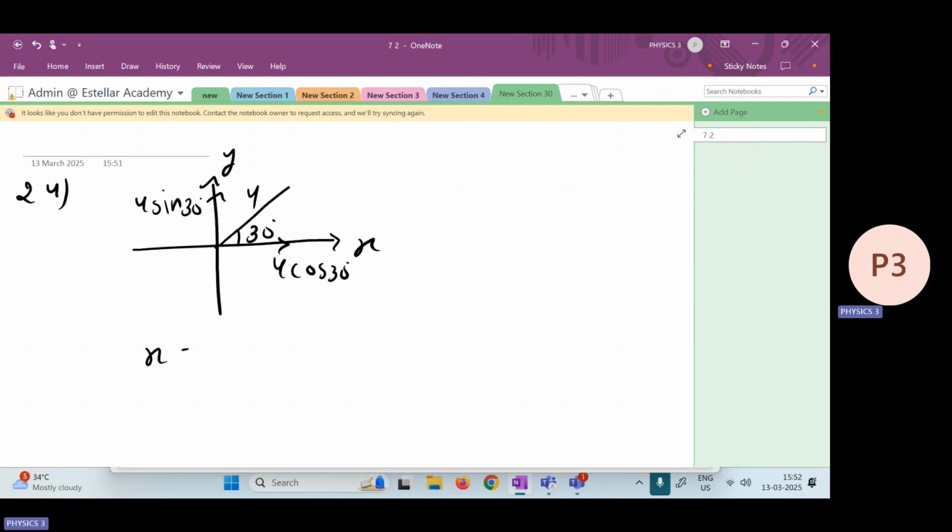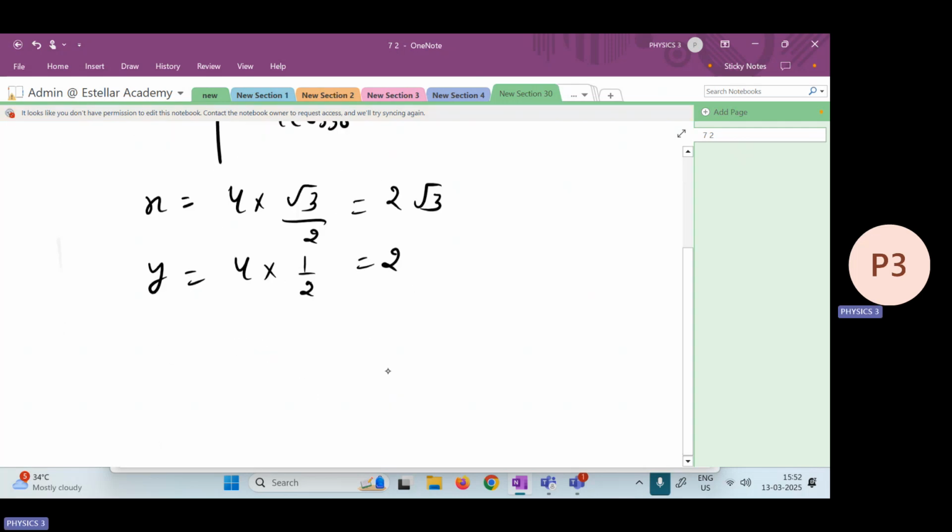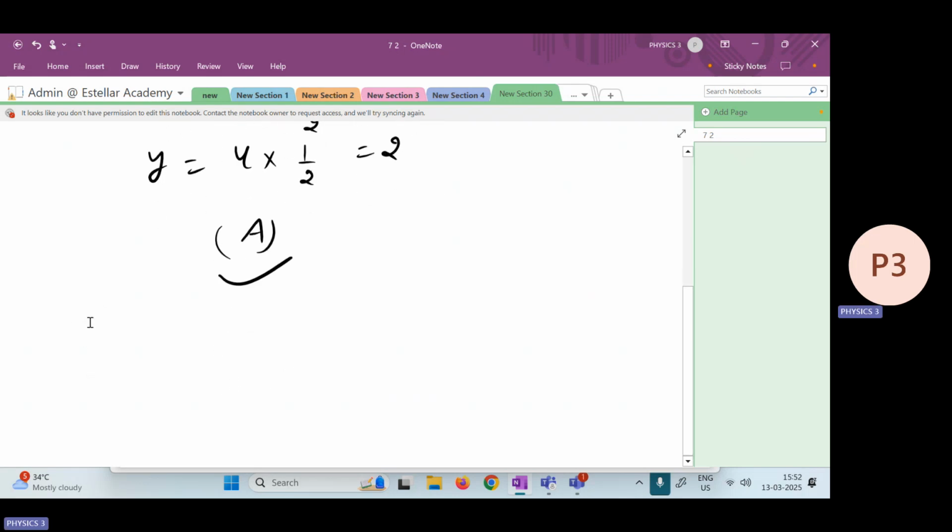So x component would be 4 cos 30. It is 4 into root 3 by 2. So that would be 2 root 3. The y component would be 4 sin 30. So it would be 4 into 1 by 2, which is 2 here. So A option would be correct. Now let's go for the 25th question.